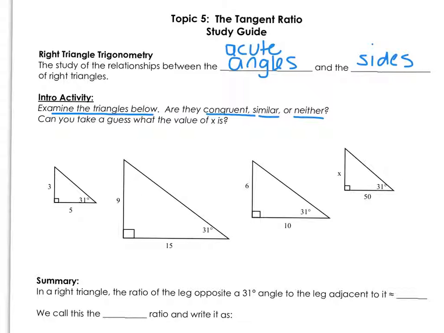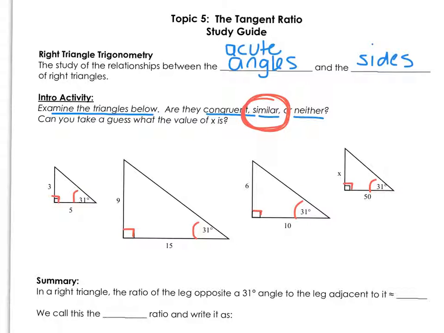Hopefully you can answer that those triangles are definitely similar to one another. We could have said they're similar by the angle-angle similarity postulate. They all have a 31-degree angle and a right angle, so they're the same shape. All of the angles are going to be the same. They're different sizes, but the same shape. Now I want you to examine the sides.